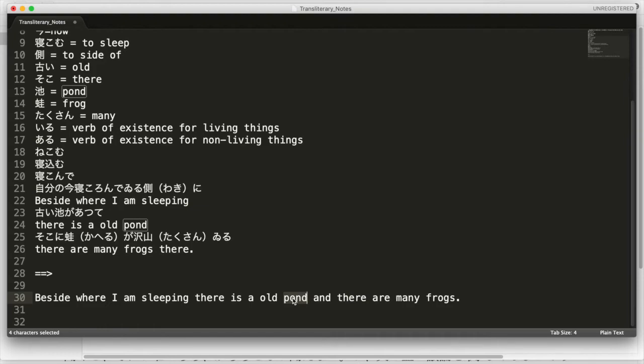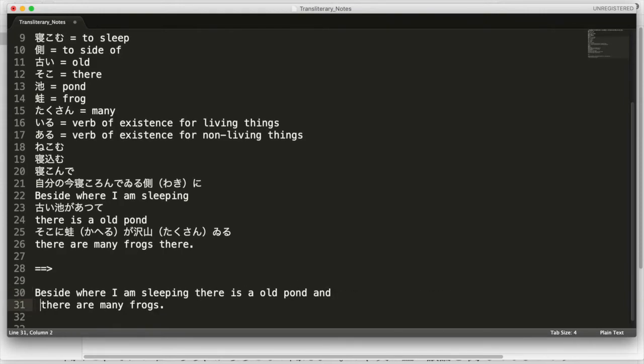All right, so one more read through. Beside where I'm sleeping, there is an old pond, and there are many frogs. So one good thing about this sentence is the parallel structure, right? We have "there is an old pond, and there are many frogs," right? Which is kind of nice parallel structure. We could even lay it out like this. It almost looks like a poem, right? You can see it matches up, which is kind of cool.